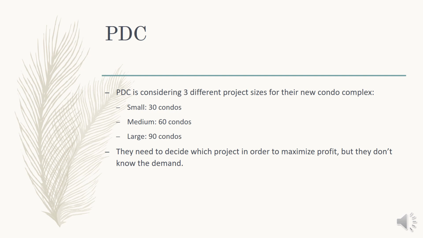But the problem is they don't know what the demand's going to be. So it's possible that they could build a small condo complex, but then the demand would be 70, and that would have been a mistake on their part because they're missing out on a lot of profit. Or they could choose a large condo complex, but the demand could only be 40, so then they have 50 condos that are just going to be empty. So they don't know the demand, but they need to decide which complex they're going to build.